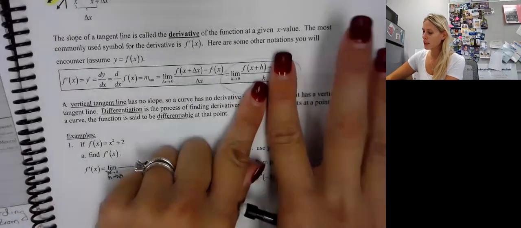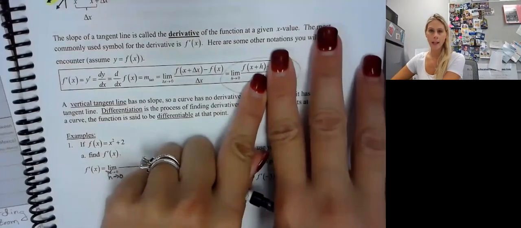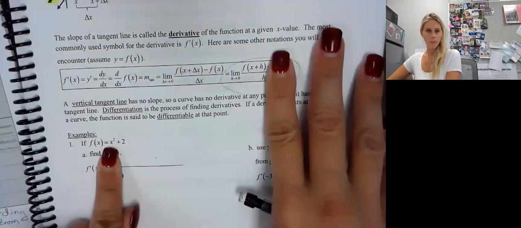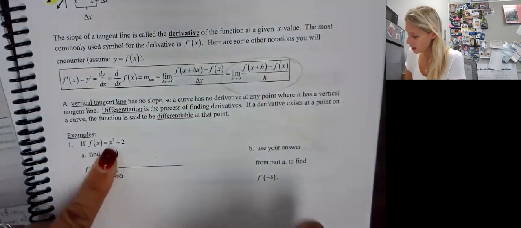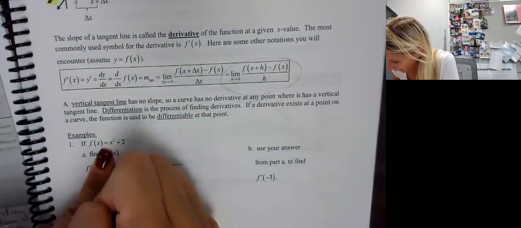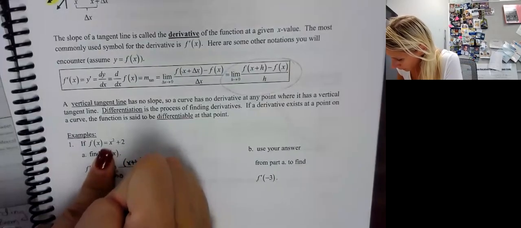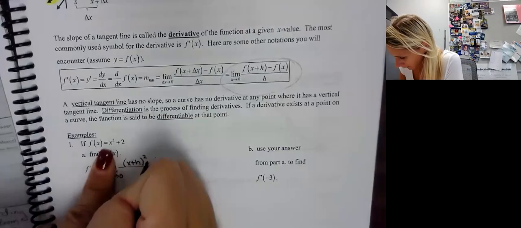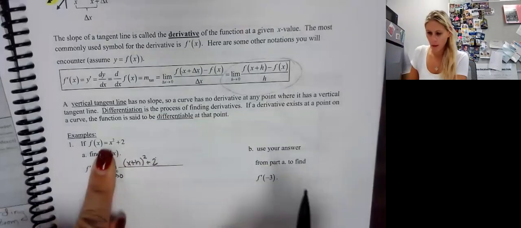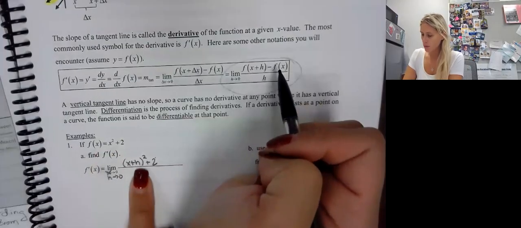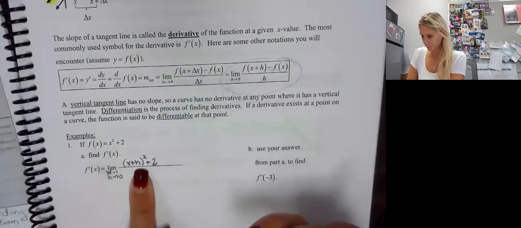So the first thing I'm going to do is look at f of x plus h. That means we're putting in x plus h for every x we see in our f of x function. So I have x plus h squared plus 2. That is just this first part right here in our function.